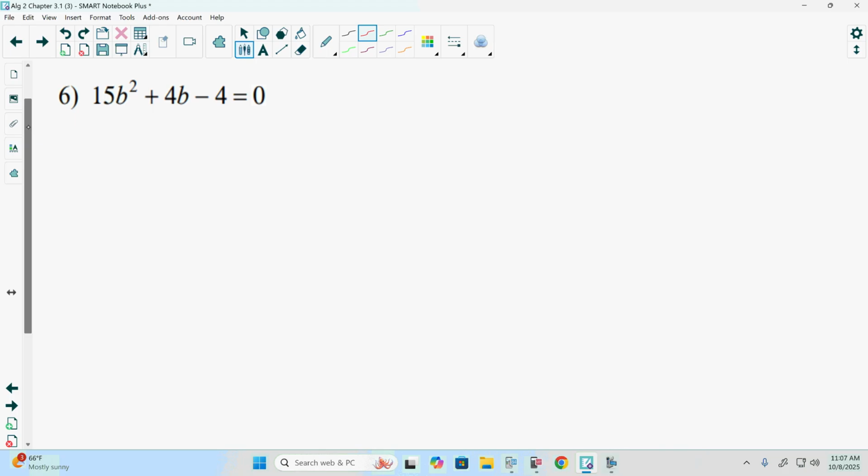All right. Let's look at this one here. 15b squared plus 4b minus 4. Is there a greatest common factor between these three terms? No. Everything is on the left-hand side, so we're good there. And all the terms don't have to be necessarily on the left side. They just need to be all on the same side.